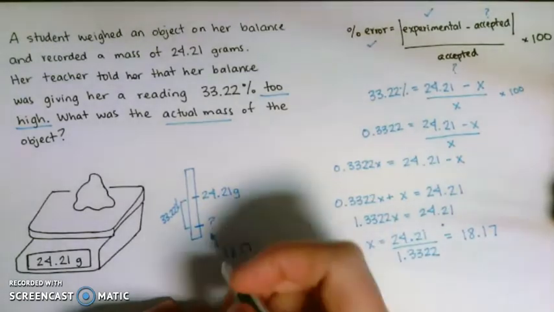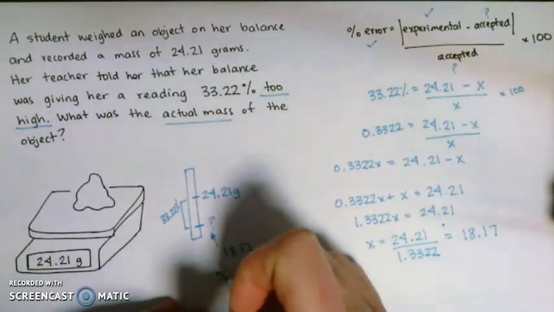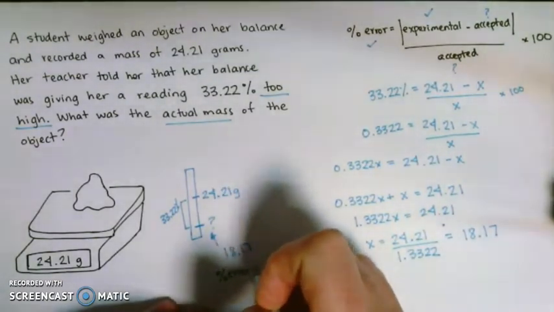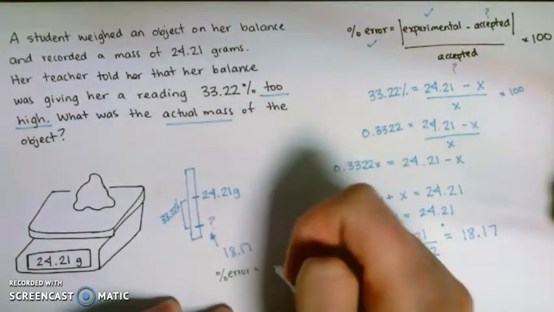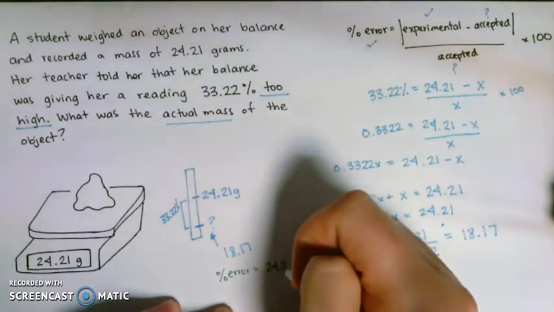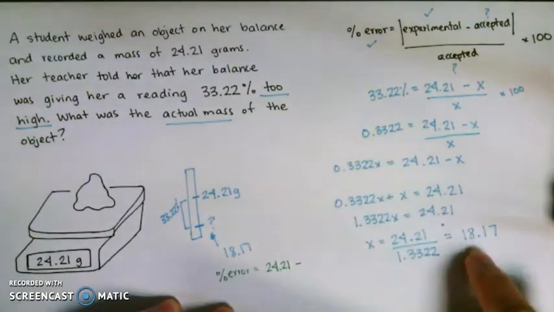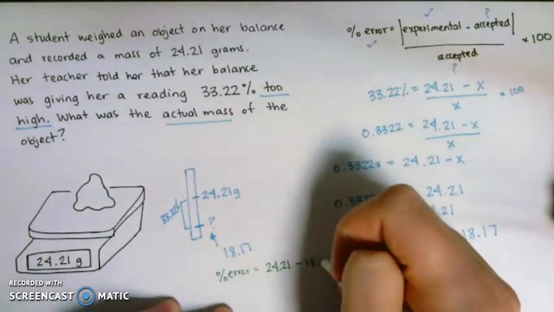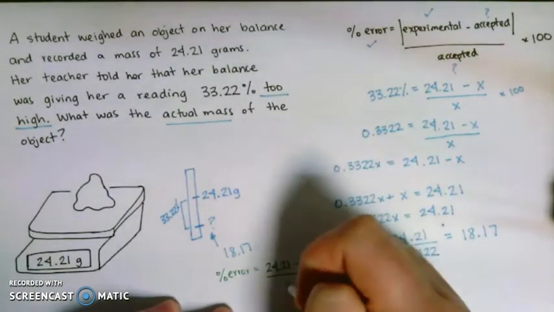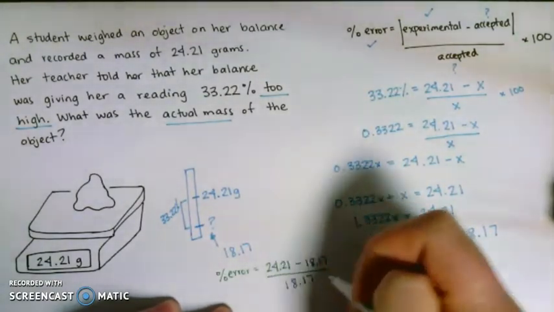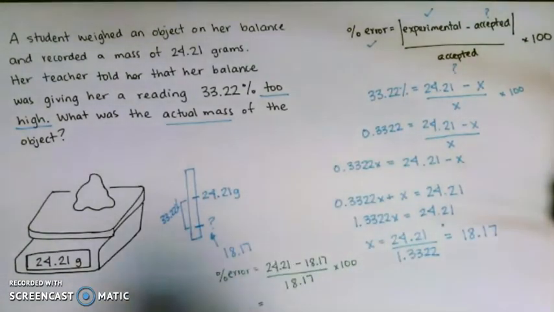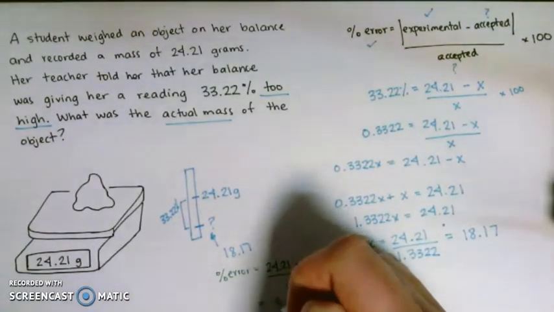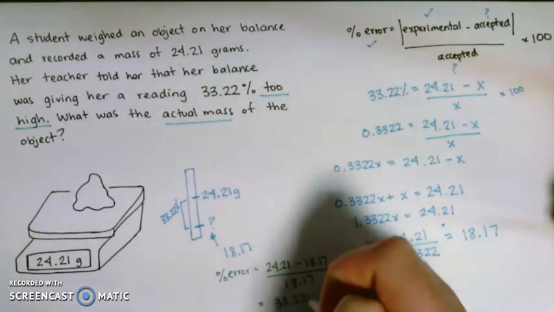So the percent error, let's say that we don't know that. We're checking that our answer is correct. Our experimental value was 24.21 minus the 18.17 divided by 18.17 times 100, and my percent error should give me 33.22%.